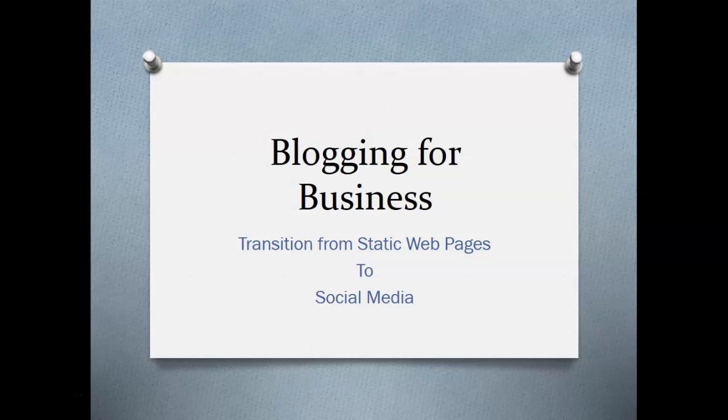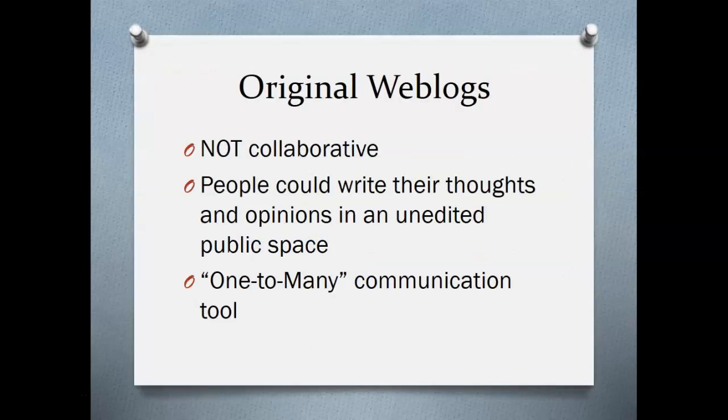So the transition from static web pages, where you were just given content, you couldn't search it, you couldn't comment, you couldn't look for peer reviews, it was just static content, now to more of this social version. Original web blogs, that's what they were called, and they eventually changed into just blogs, but that's where it came from. They were not collaborative at all. People could write their thoughts and opinions in an unedited public space. It was a one-to-many distribution.